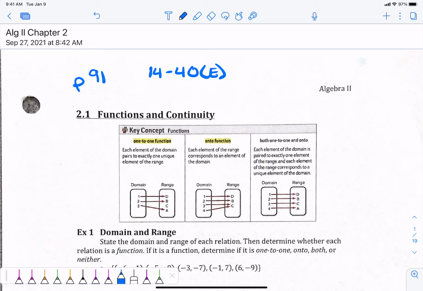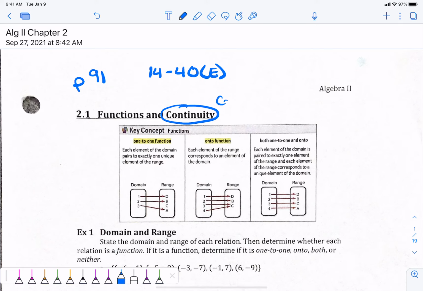I wrote the homework assignment at the top of the page. We are going to be out of the book for a couple sections, and then we go back to doing worksheets for homework assignments because they have graphs on them. So we're talking about functions and continuity.